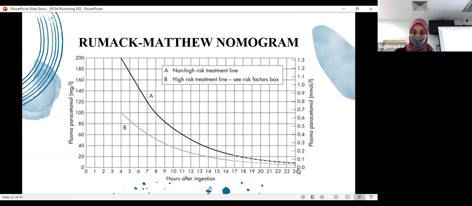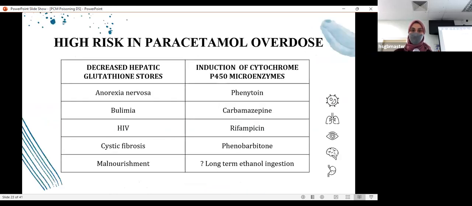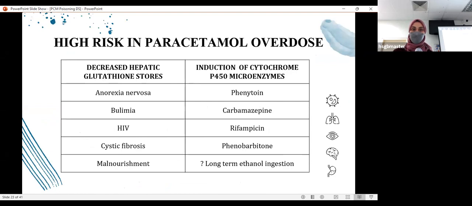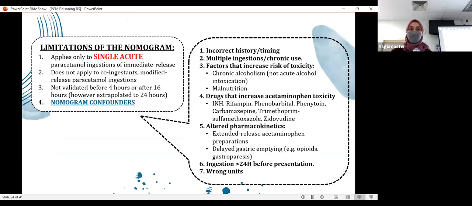So this is the Rumack-Matthew nomogram. So the x-axis presents the hours after ingestion, the y-axis presents the PCM levels. So you have 2 lines. You have your A line and your B line. Your A line is your non-high risk treatment line, and your B line is your high risk treatment line. So there are certain patients who you would use the B line to see whether or not you need to administer NAC. So these are some of the criteria that you would use in order for you to use the B line. So in patients who have decreased hepatic glutathione stores or patients who are taking medications that would induce your cytochrome P450 enzymes.